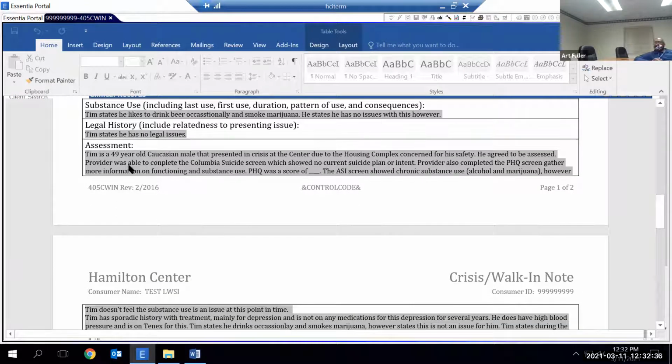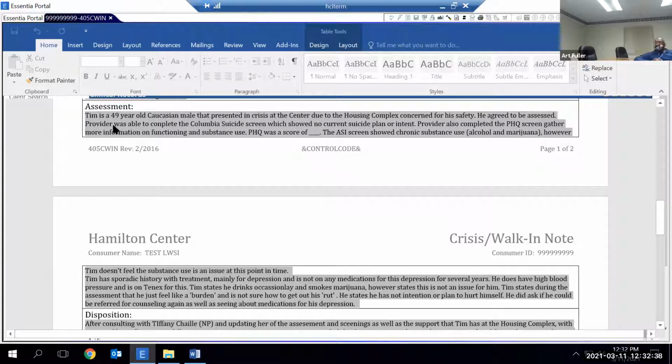So our assessment. We've done a few screenings, we've gotten information from the referral source, we've gotten information from Tim, we've gotten information from the client record from his last episode. So we're pulling all of this collateral information together in our assessment. He's a 49-year-old Caucasian male that presented in crisis at the center due to the housing complex's concern for his safety. He has agreed to be assessed.